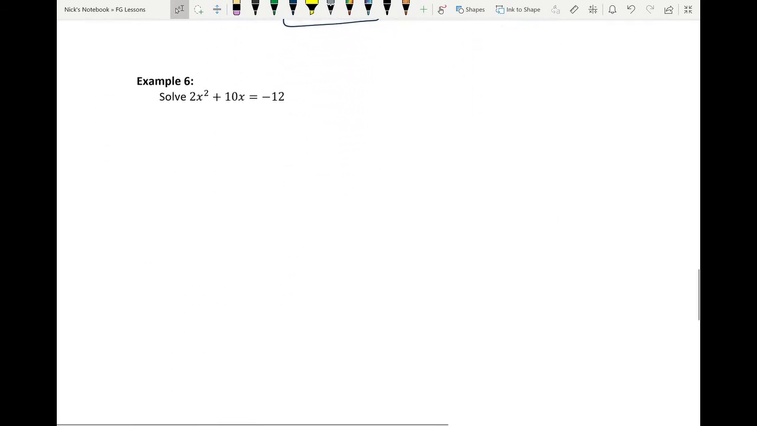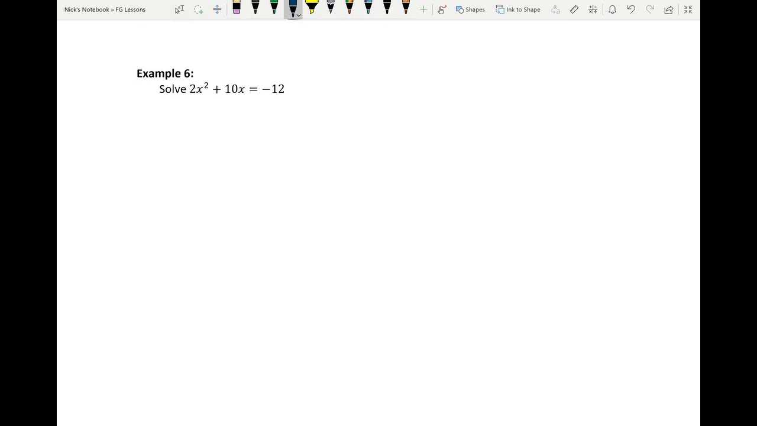Let's take a look now at number 6. Number 6 looks a little bit harder than maybe it actually is. We're going to simplify it a little bit more. Again, the first thing we always want to do is make sure that it equals 0. So we're going to get that 12 over, cancel it out right here. That's going to equal 0. Let me make that a little bit neater.